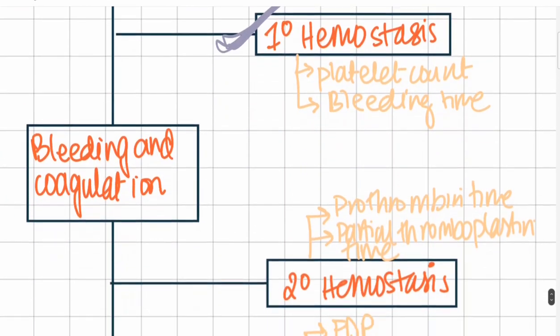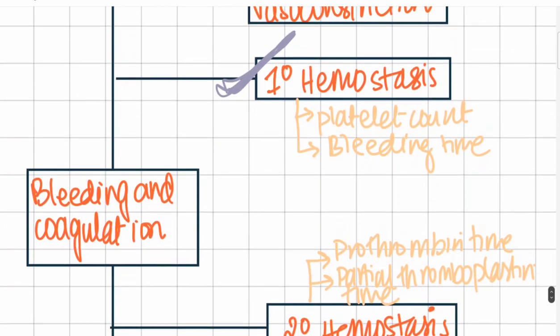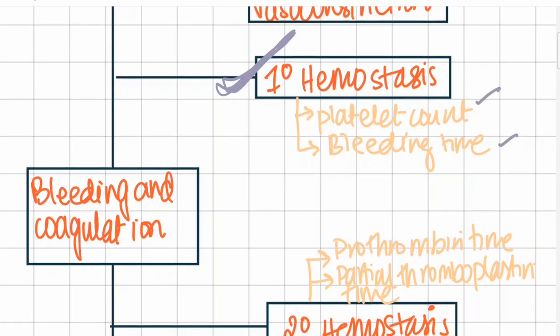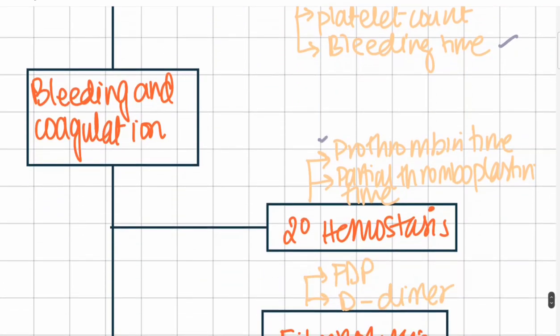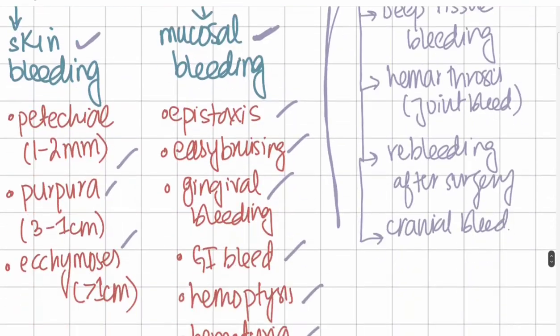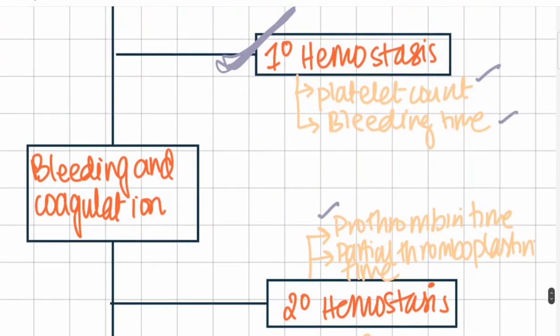So when it's a problem in primary hemostasis, only platelet count and bleeding time are going to be abnormal. But the prothrombin time and the partial thromboplastin time are going to be normal. These are going to be normal because it's only a problem with primary hemostasis. The secondary hemostasis is normal.